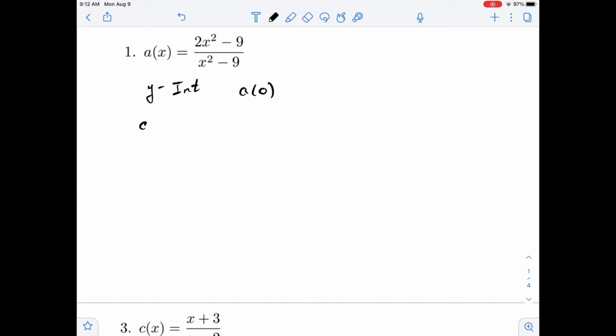So I want the y-intercept, I want a of 0. Well, what is a of 0? A of 0 is going to be 2 times 0 squared minus 9 all over 0 squared minus 9. I'm just inputting a 0 everywhere I have an x and going through the algebra. 0 squared is 0. 2 times 0 is 0. So up on top I have 0 minus 9, and down below I have 0 squared, that's 0, minus 9.